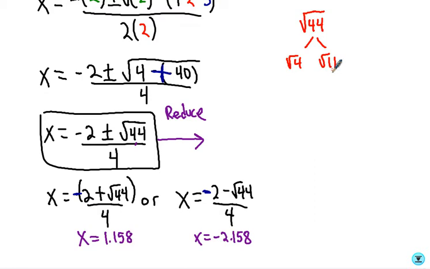Well, 11 is not perfect. However, square root of 4, that is perfect. I can take the square root of 4. The square root of 4 is just 2. No square root 2, just 2. Now 11 is not perfect. It can't be broken apart, so it just stays as radical 11. So what I can do then is write this as negative 2 plus or minus 2 radical 11 over 4.